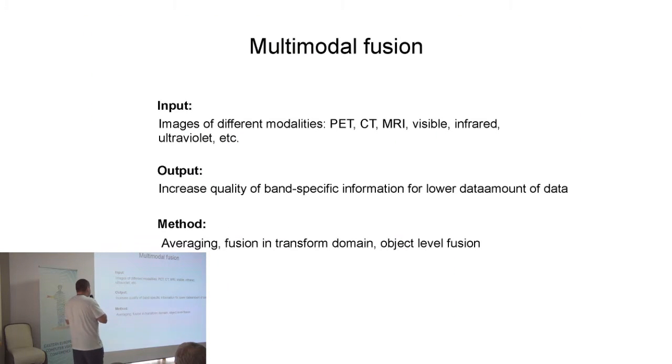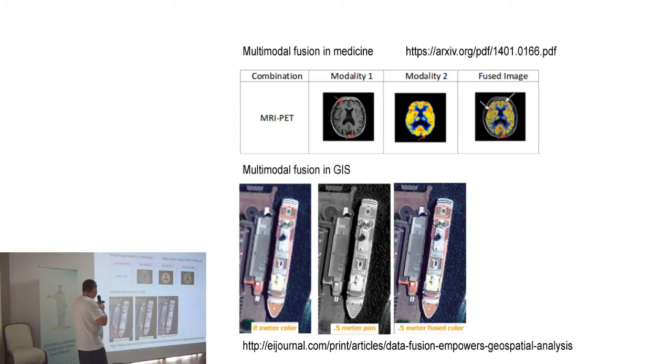Multimodal fusion. This is fusion where we can take images with different modalities, PET, CT, MRI, for example, infrared and pan-sharpened image, and we can increase quality from different sources of images. Here we use averaging fusion in the transform domain, maybe some object-level fusion when we detect an object and then do something with this information. For example, in medicine, we have MRI, we have PET, and we can fuse this data to visualize it for the doctor. Or for example, in geodesy, we can take pan, we can get multispectral, and we have a sharpened image. I have shown the same example before.